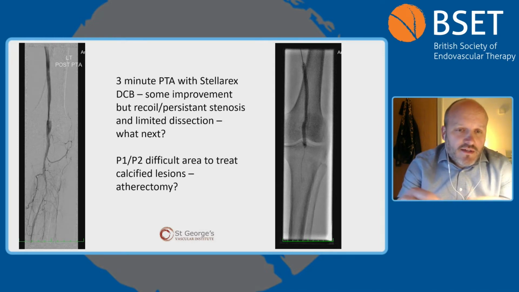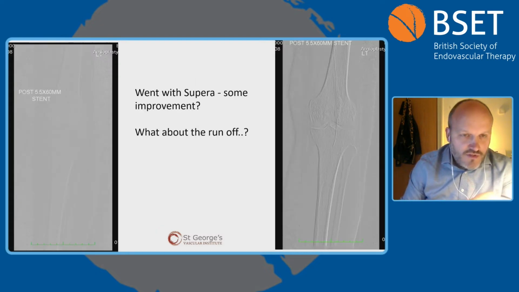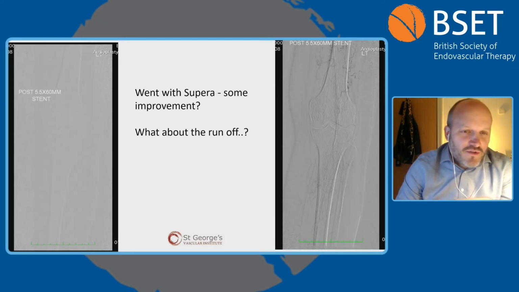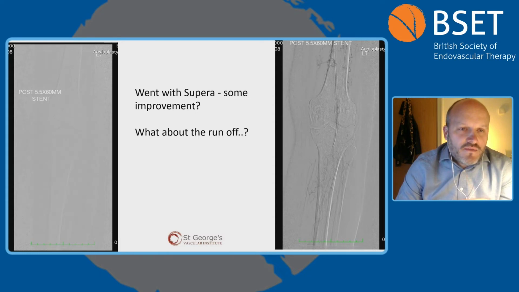So we decided to go with a Superior stent, which are never my favourite devices in terms of deployment, but I think it improved things. If I'm honest, I wasn't that happy once it had been deployed, but I think it looks better, and there's certainly no flow limiting to what's going on.